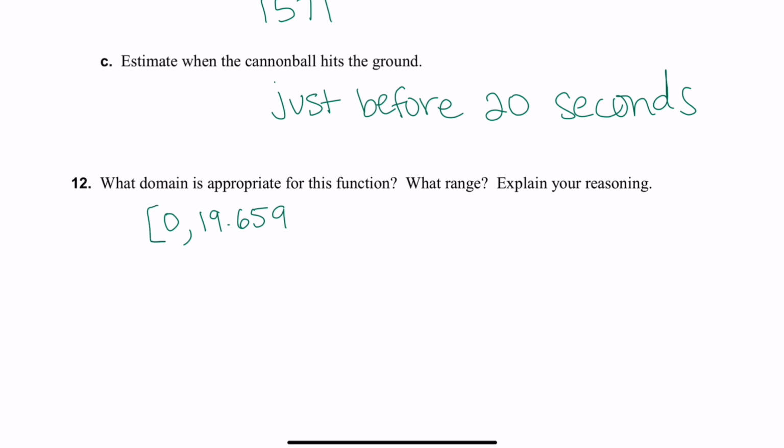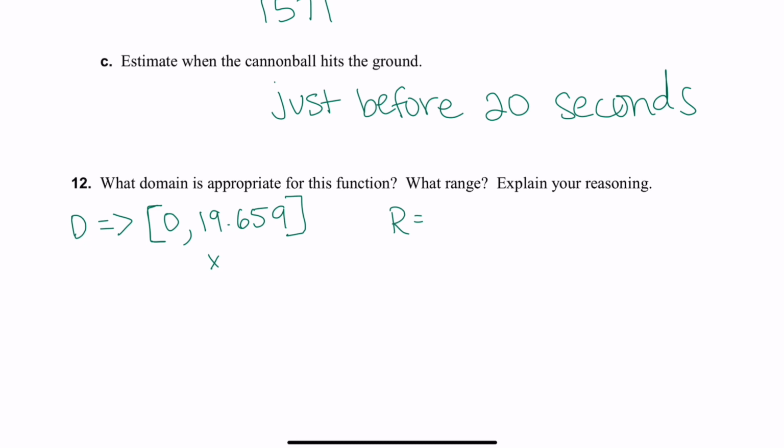I'm going to say bracket. This bracket means that is included in the graph. Okay, so we're going to put 2 brackets around here. Now for the range, this is the domain. It's going between, the x's are between 0 and 19.659. And our range, we're talking about y values.